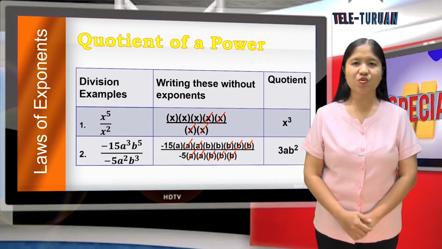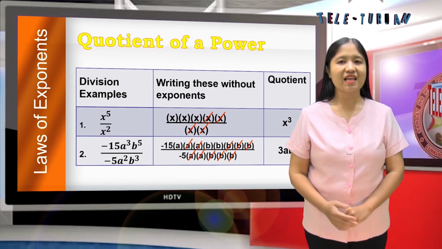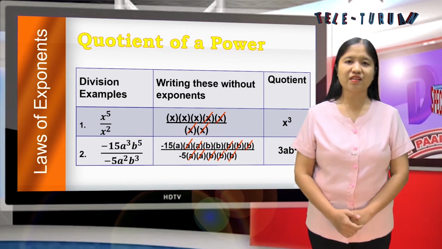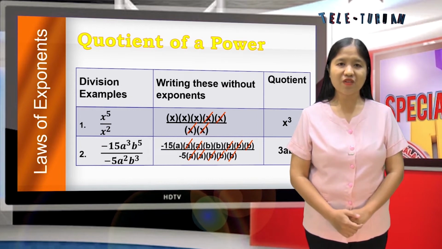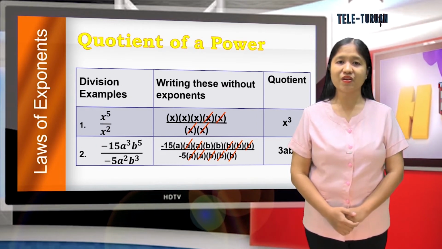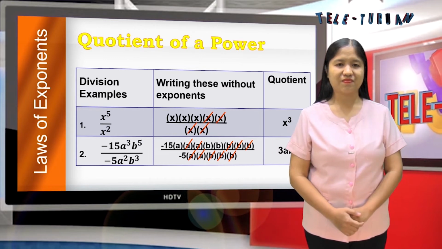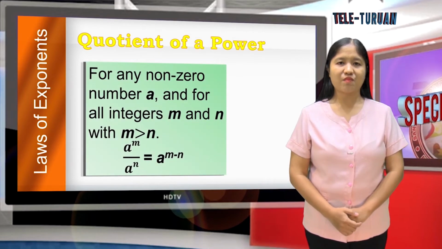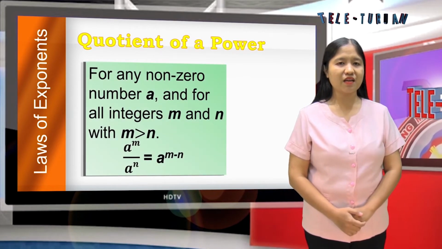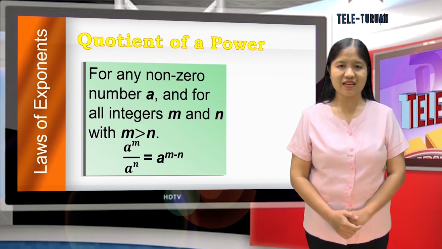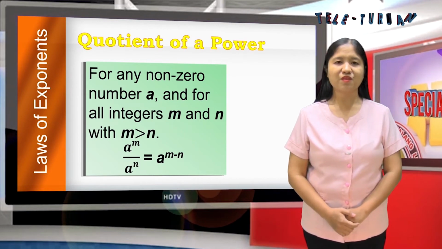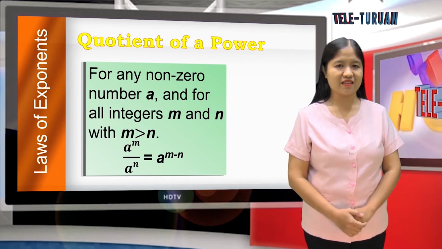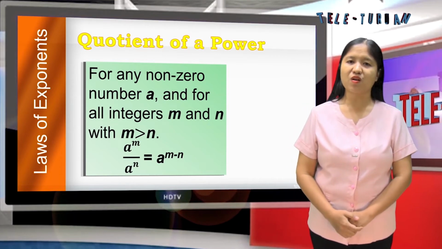Another law of exponent is quotient of a power. To understand this, let us observe the given table. Observe the exponent in column 1 and column 3. Can you find an easy way of finding the result written in the third column? What is it? You got it right. For any non-zero number A and all integers m and n with m greater than n, A raised to m over A raised to n is equal to A raised to m minus n. I think you understand the fifth law of exponents.